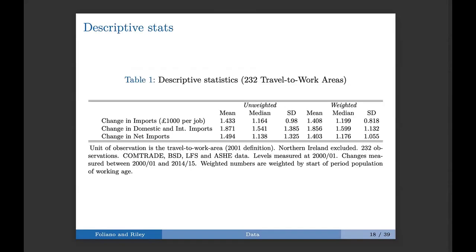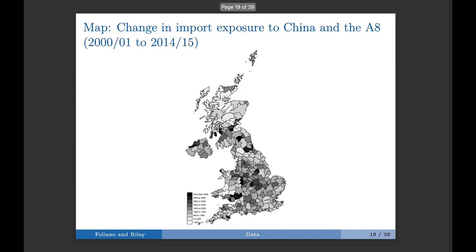Okay, so just to give an idea of this measure of import competition, the mean of this measure across the UK is £1,433. So this is the mean import exposure per worker in the UK between 2000 and 2015. Here we can see that considering also competition in international markets increases this measure. At the same time, when we take into account the exports, this measure is decreased, but is broadly similar. And this gives an idea of how this measure differs across the UK.